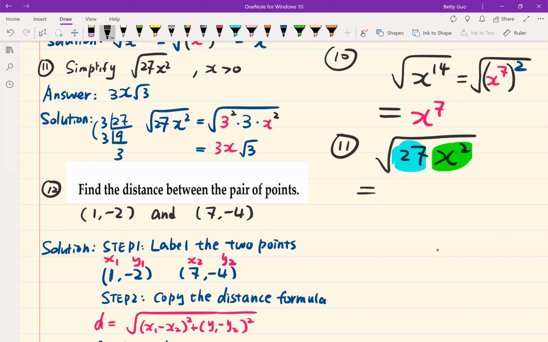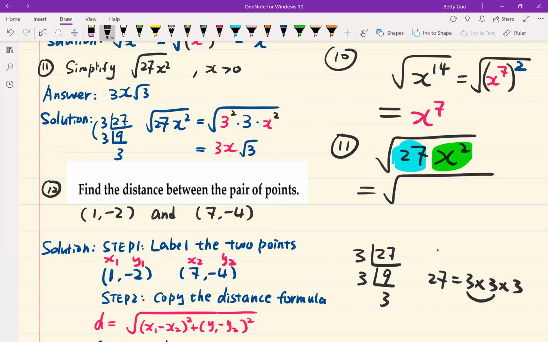27 first. 27 is the numerical part of the radicand. Is 27 a perfect square? If not, put it on big L. We know 27 is divisible by 3. Divide 27 by 3, we have 9. 9 is 3 times 3. So 27 is 3 times 3 times 3. We can write 27, the numerical part, as 3 squared times 3. So that's the numerical part.